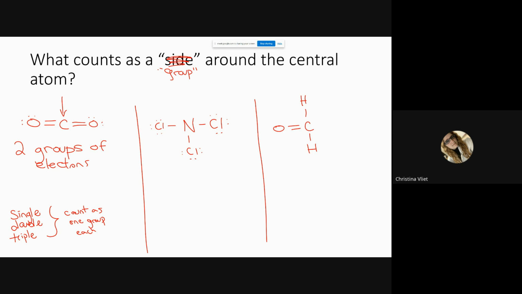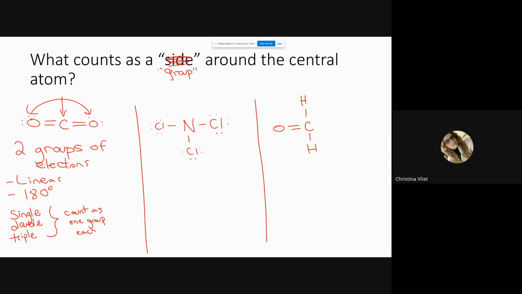So now that we know that it's two groups, what is the name of the shape and the bond angle for the molecule on the left? Can we practice with that? What's the shape of this molecule? What do you think? Linear. And the angle around the central element, what do you think? 180. That's also correct.